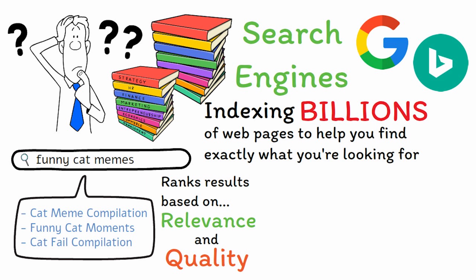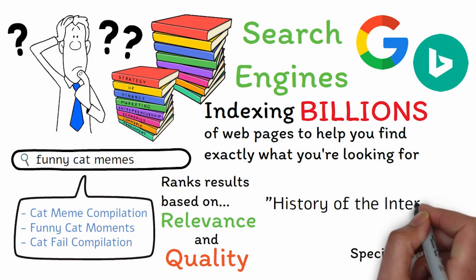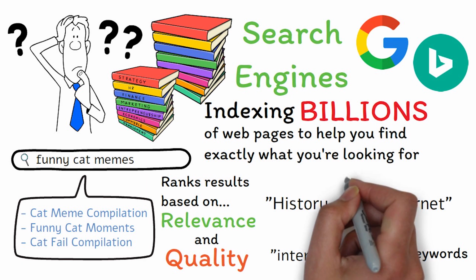Navigating the web effectively requires a bit of savvy. Here are some tips. First, use specific keywords when searching to get more precise results. For example, typing "history of the internet" is better than just "internet."